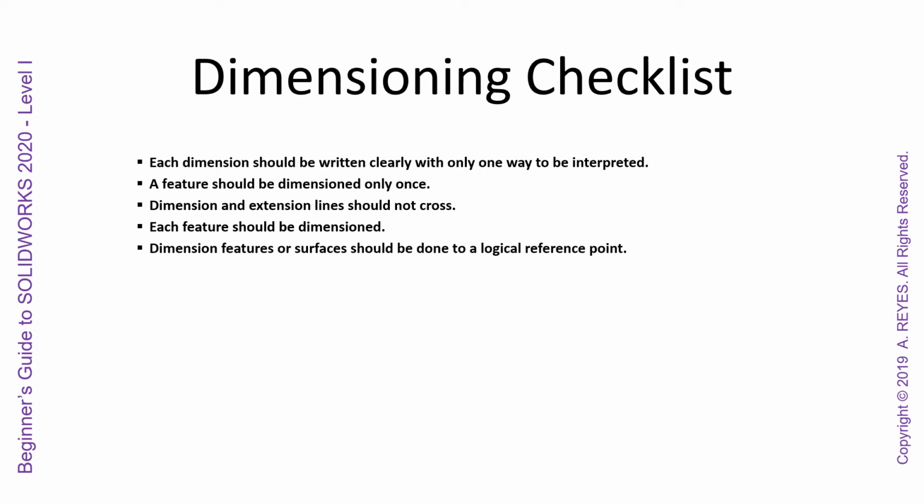So the dimensioning checklist: each dimension should be written clearly with only one way to be interpreted. A feature should be dimensioned only once, and SOLIDWORKS does a good job of telling you if it's over dimensioned. Dimension and extension lines should not cross, although you'll see on some of these drawings, sometimes this can be impossible. Each feature should be dimensioned, so you want to make sure that everything has a dimension to it. And dimension features or surfaces should be done to a logical reference point.